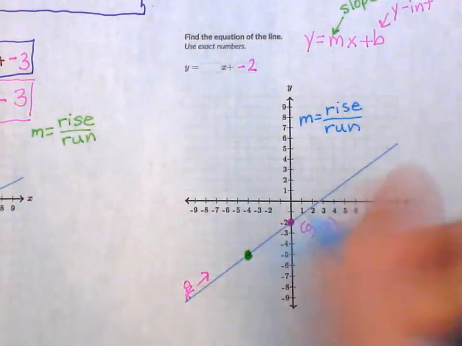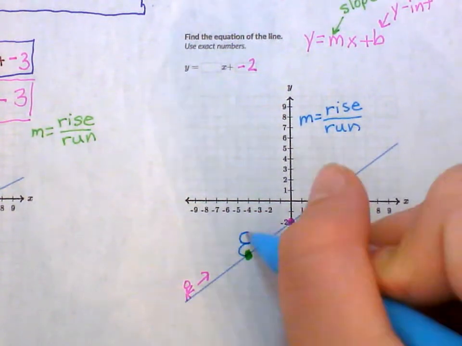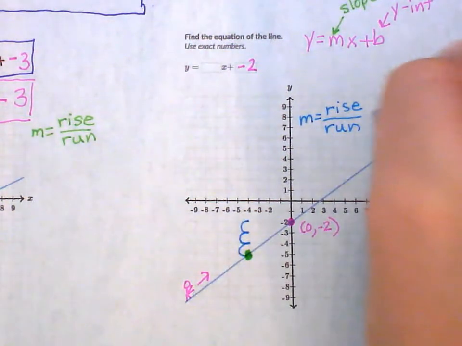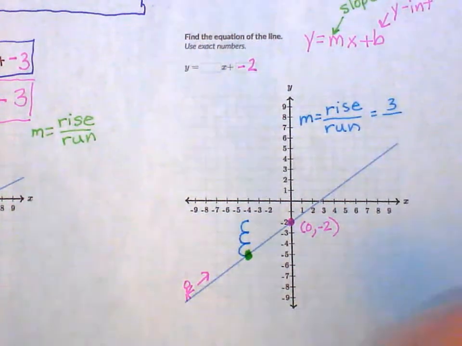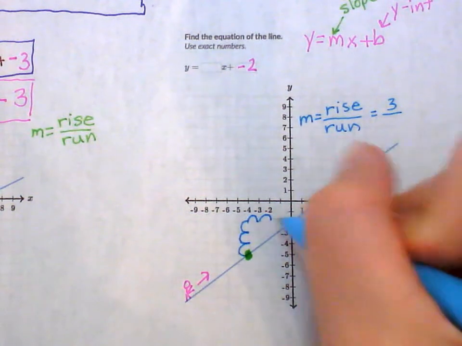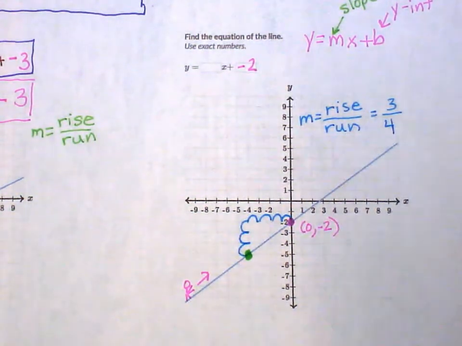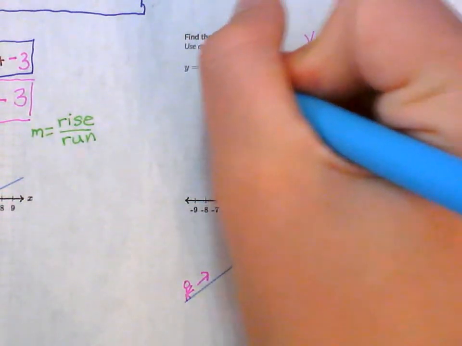So to get from here to here, we have to go up 1, 2, 3. So we rose 3. We're running right. So we're going right 1, 2, 3, 4. So the slope is positive 3/4.